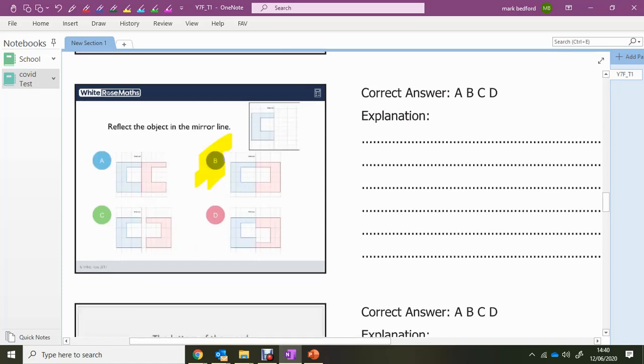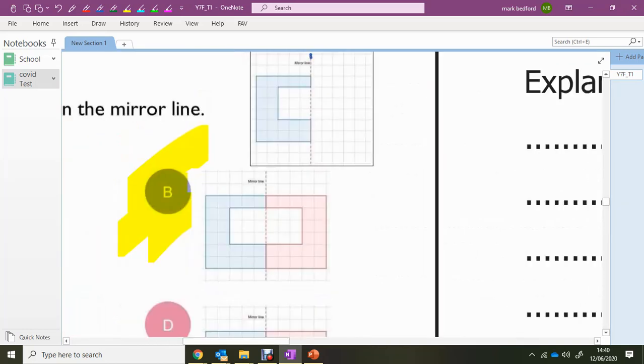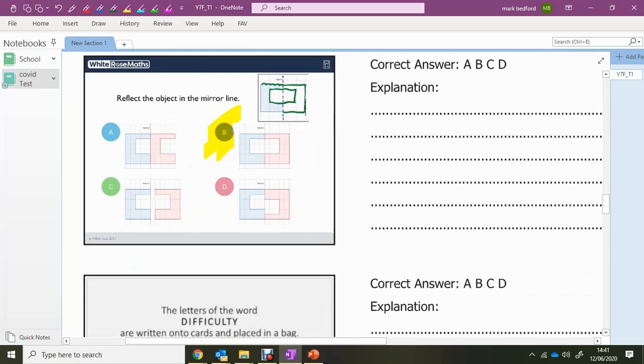On my next one, it says reflect the object in a mirror line. If I zoom into the shape, my mirror line is shown down the middle. If I count across on the top here, I've got 1, 2, 3, 4, 5 squares. So this line needs to go 5 squares across. It goes down by the same amount and it joins back up again. Looking at this square on the inside, I can draw my corresponding reflected part of that around here. That's why we end up with shape B.